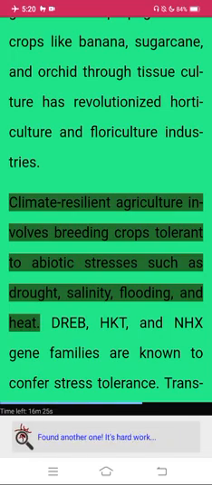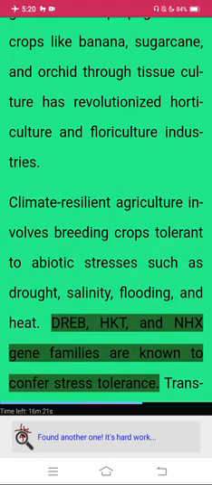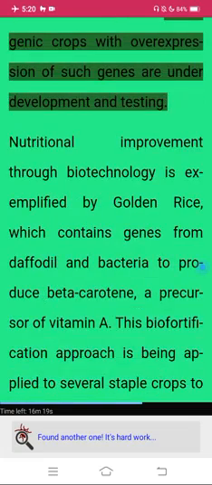Climate-resilient agriculture involves breeding crops tolerant to abiotic stresses such as drought, salinity, flooding, and heat. DREB, HKT, and NHX gene families are known to confer stress tolerance. Transgenic crops with overexpression of such genes are under development and testing.